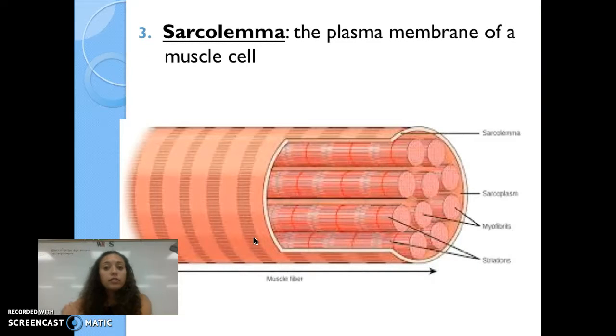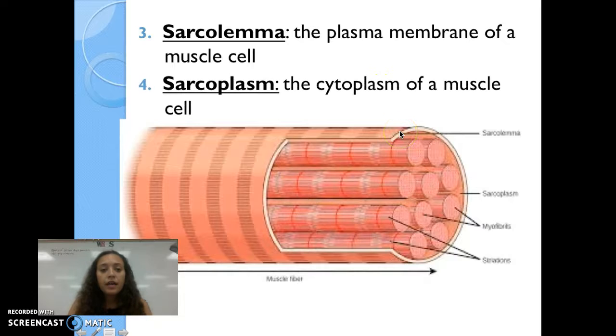The sarcolemma is the plasma membrane, so that's what's on the outside of your cell. That's what lets things in and out of the cell. And the sarcoplasm is the cytoplasm, the gooey fluid inside of your cell. Okay, so you have the myocyte, which is your muscle fiber. You've got the myofibrils, which are the organelles that do the contracting inside. The sarcolemma, which is the cell membrane, and the sarcoplasm, which is the fluid inside of it.